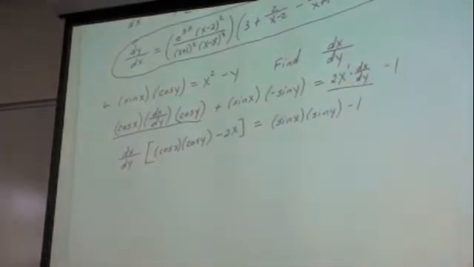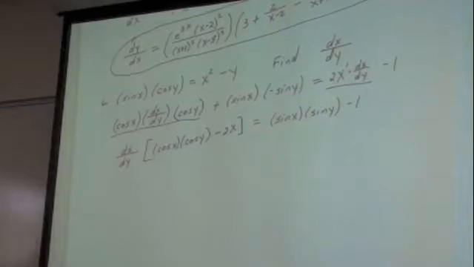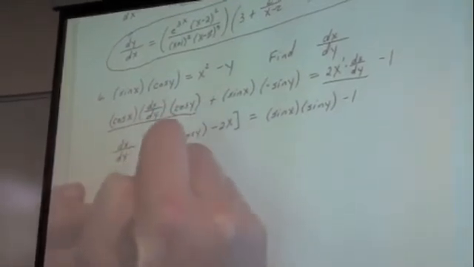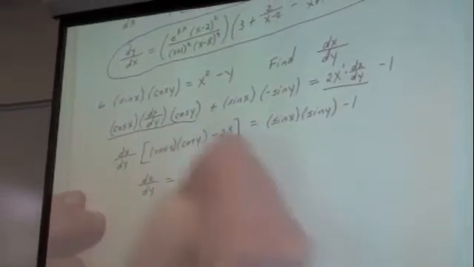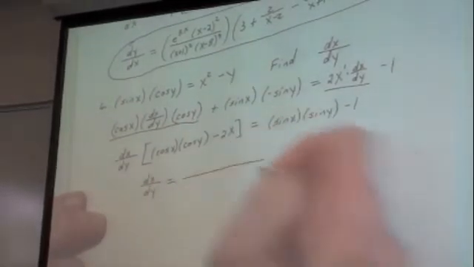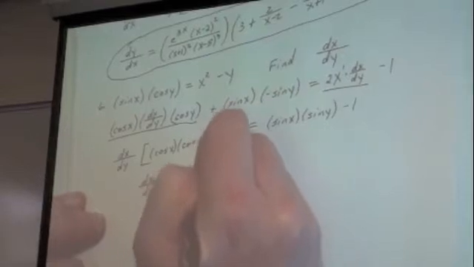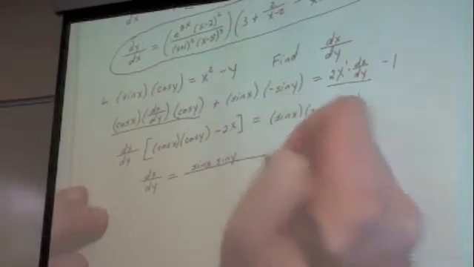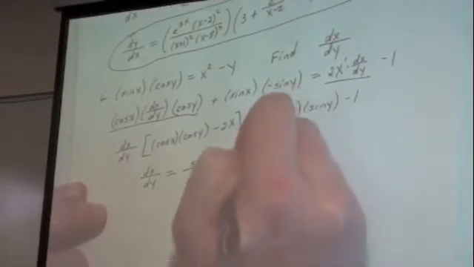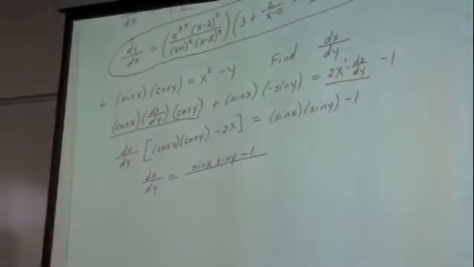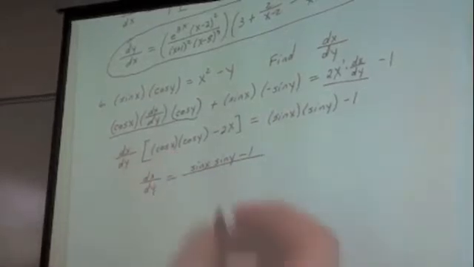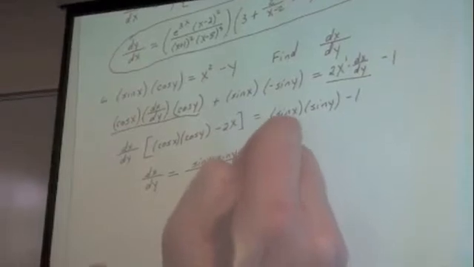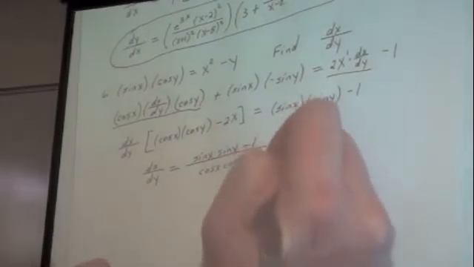minus 1. So now what I am confident in saying is that the derivative of y with respect to x is equal to what we have on the right-hand side, sine x sine y. And we don't need the parentheses around that, though they're not bad. So I'll say sine x sine y minus 1 divided by cosine x cosine y minus 2x.